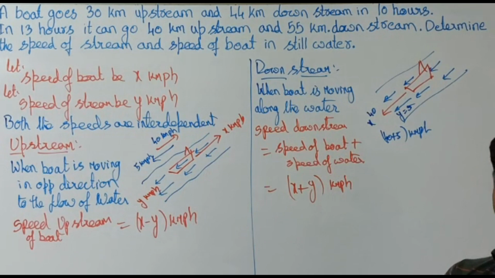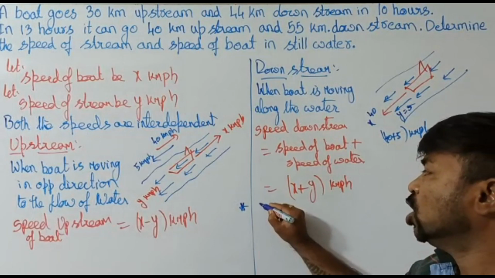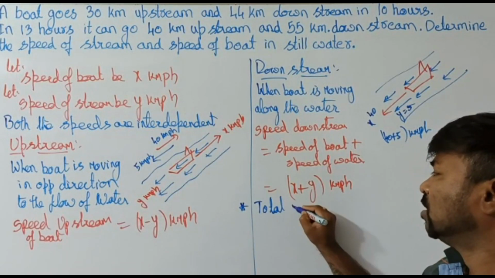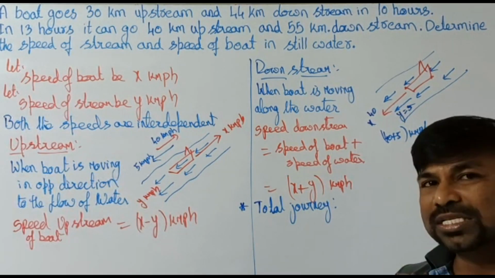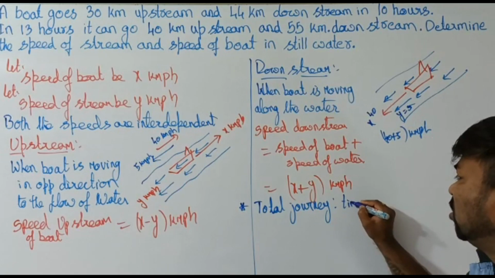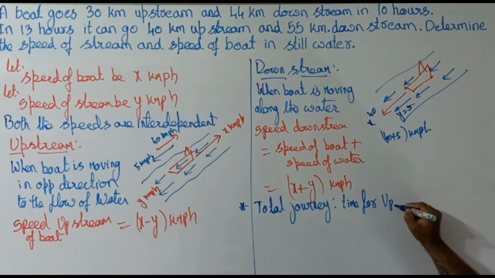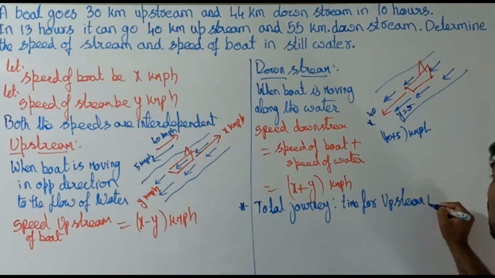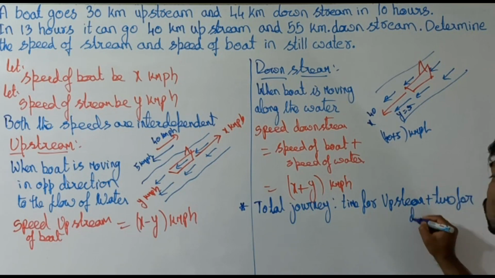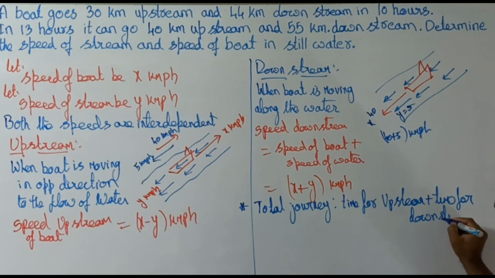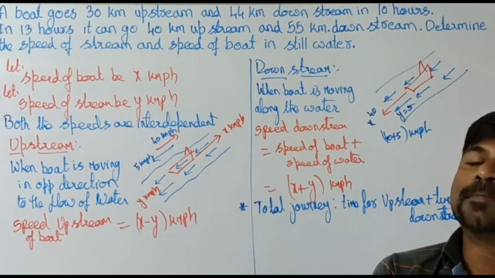Now, after dealing with this, what is the next formula? The new concept you have to remember is the total journey. Total journey means what? Time for upstream plus time for downstream. You have to remember this. Both the journeys combine together to make the complete journey.